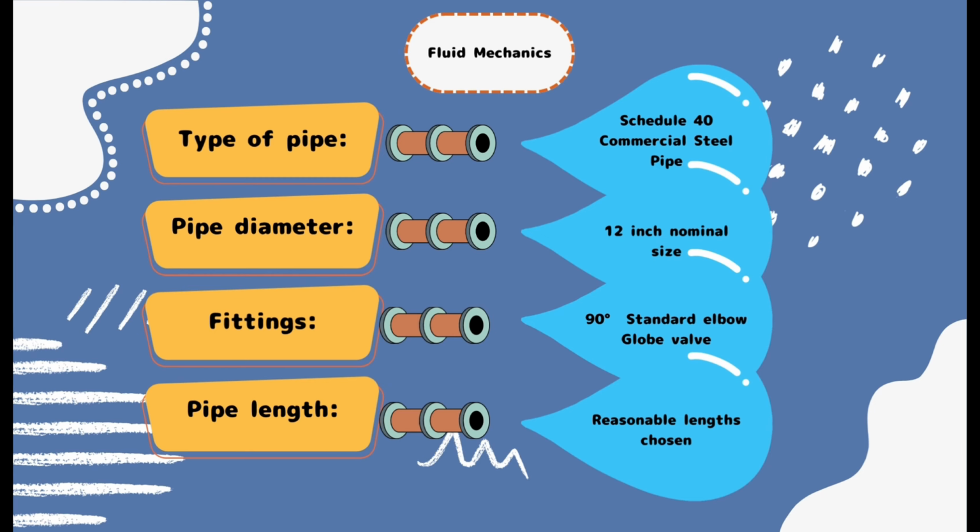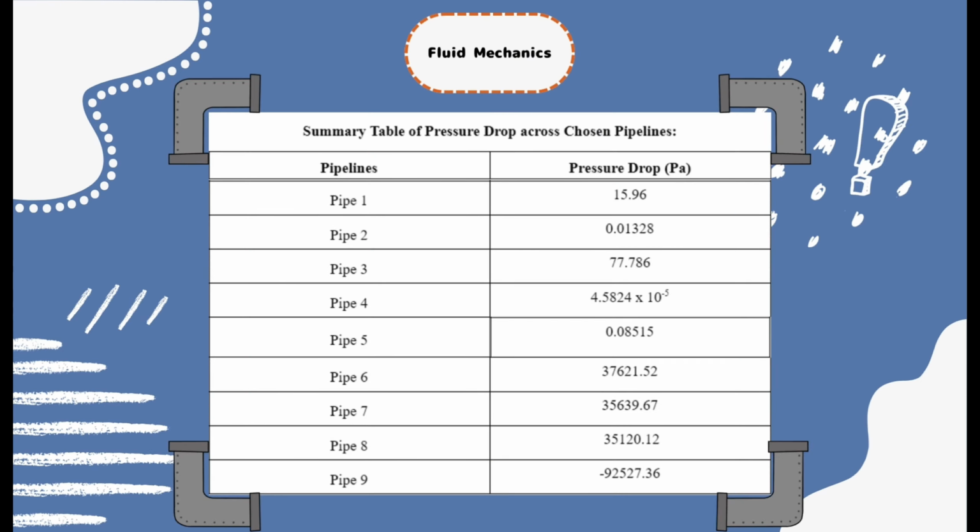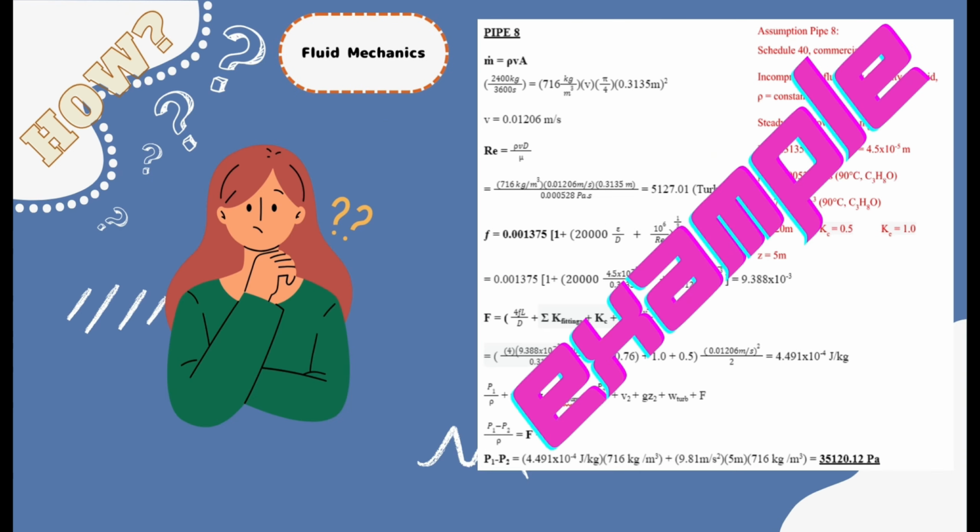As for the pipe length, we have chosen a reasonable length so that we could reduce friction as much as possible and prevent wastage. For the main section of the fluid mechanics of this integrated project, the pressure drop throughout the system. So these are the pipelines that we have chosen, from pipe 1 to pipe 9. As you can see, we have also provided the pressure drops. So how did we calculate this?